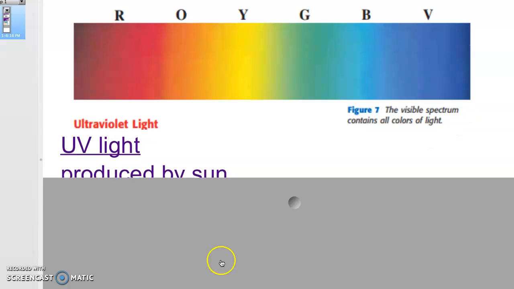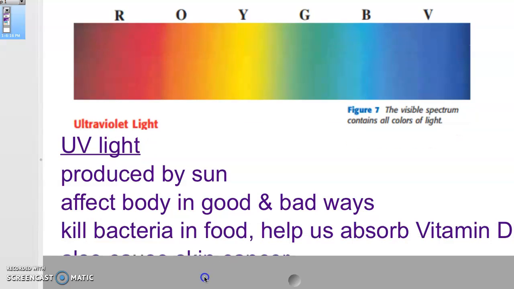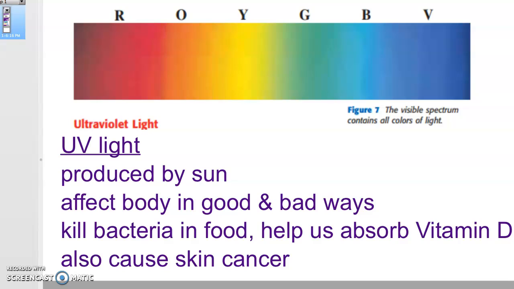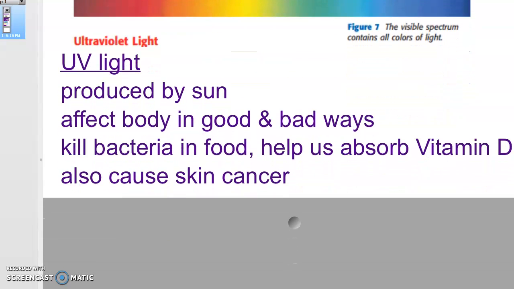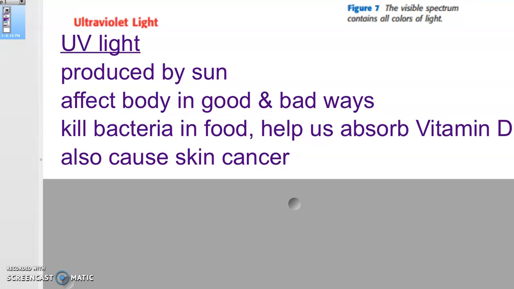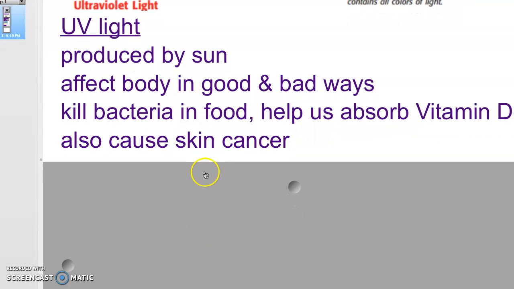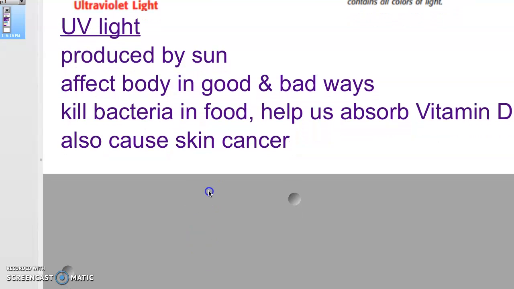And then we have UV light, right, that comes from the sun that can also be good for us in a lot of ways. It helps us absorb vitamin D, kills bacteria in food. That's why you'll see lights on food at restaurants sometimes. But it radiates our skin, and so it can manipulate our DNA and cause things like cancer. So we want to make sure that we're protecting our body against the sun if we're going to be in the sun for any extended amount of time.